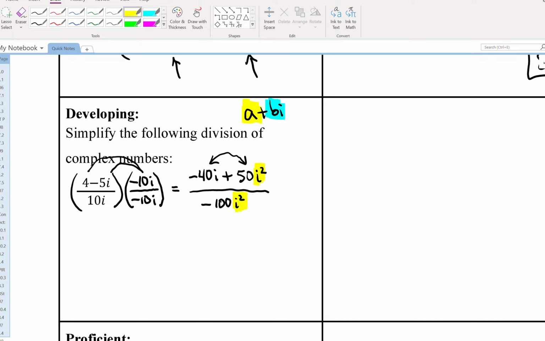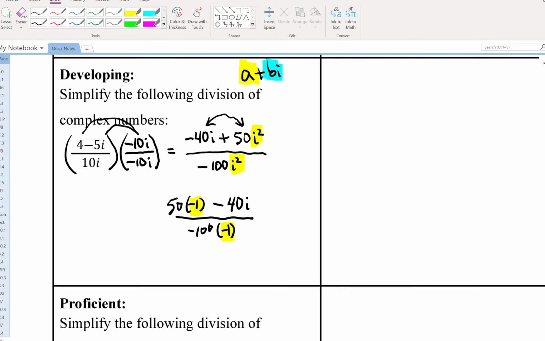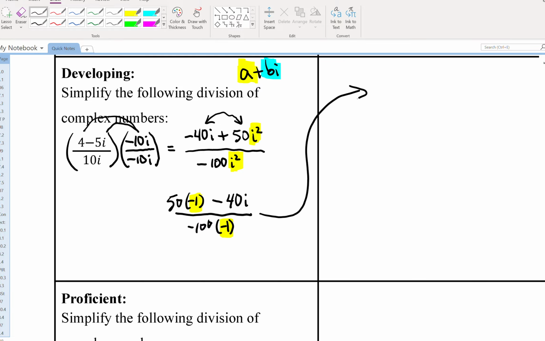And so I'm going to switch places here because that i squared is negative 1. This i squared and this i squared give me 50 i squared. That becomes 50 times negative 1. Now that is real. Negative 40i, that's my imaginary part. And then negative 100 times i squared, that's negative 100 times negative 1. Just swapping those out and moving places here. So what do I get as a result? Negative 50 on the top minus 40i, and then negative 100 times negative 1 is a positive 100.